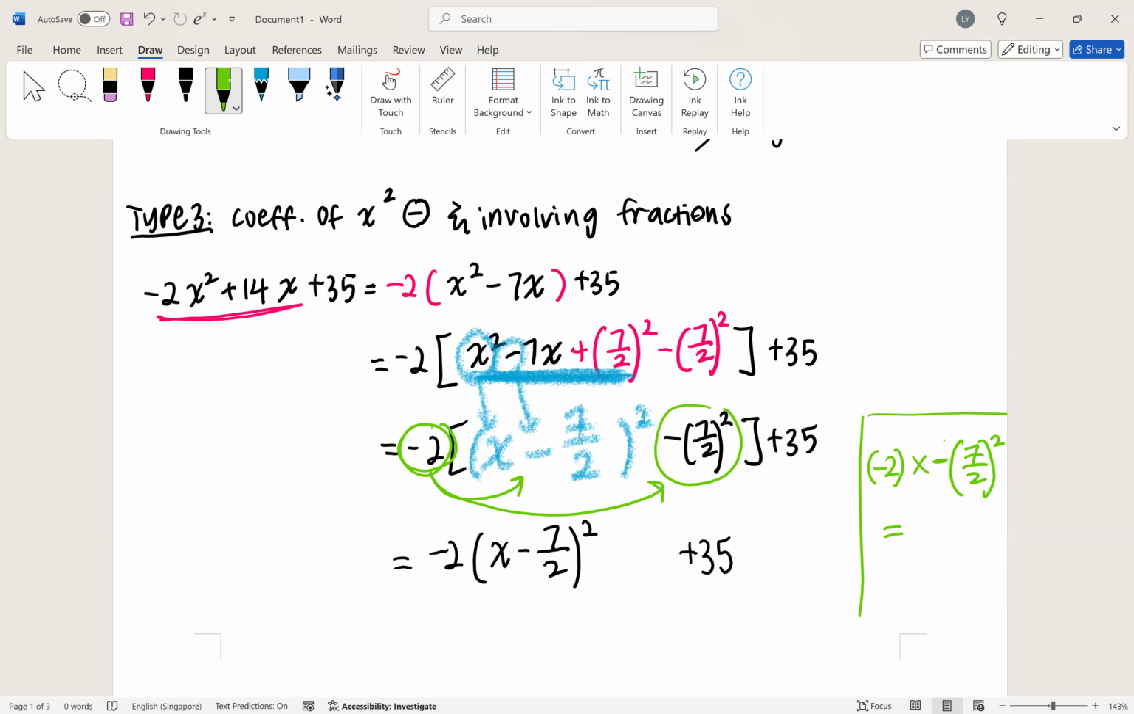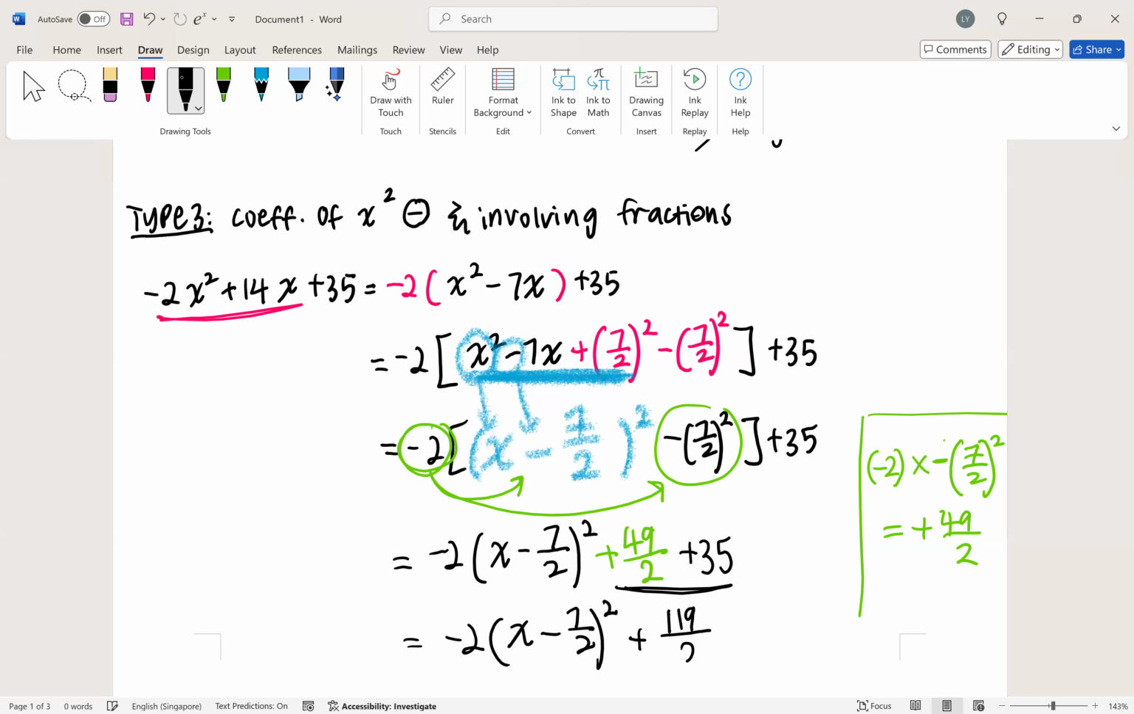Positive or negative? Positive, 49 over 2. So I have positive 49 over 2. Do you understand now? So after that, from here, same thing, this whole thingy, put in a calculator and tell me what's your answer. Plus 35? Improper. Plus or minus? Plus. 119 over 2. That's it, the end.